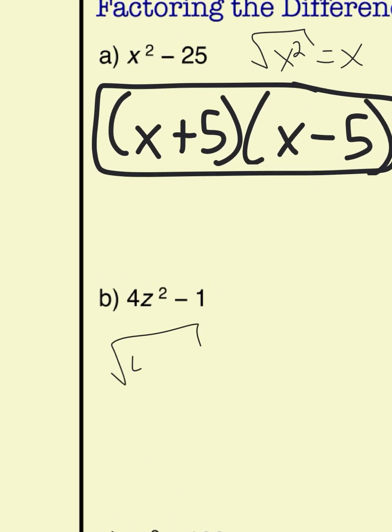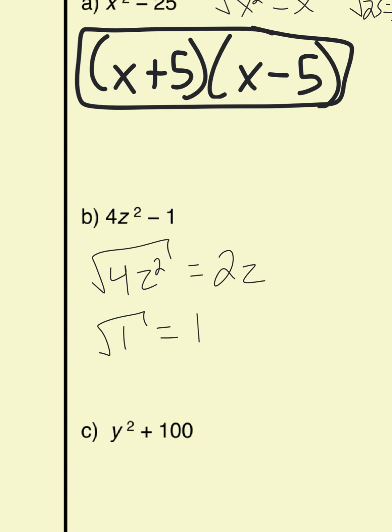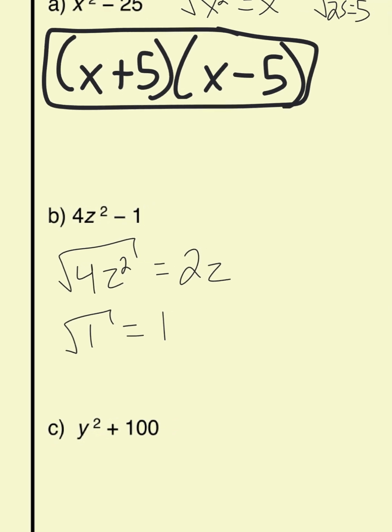The square root of 4z squared is 2z, and we know the square root of 1 is 1. So this, again, fits that difference of two squares pattern, and it factors to 2z plus 1 and 2z minus 1.